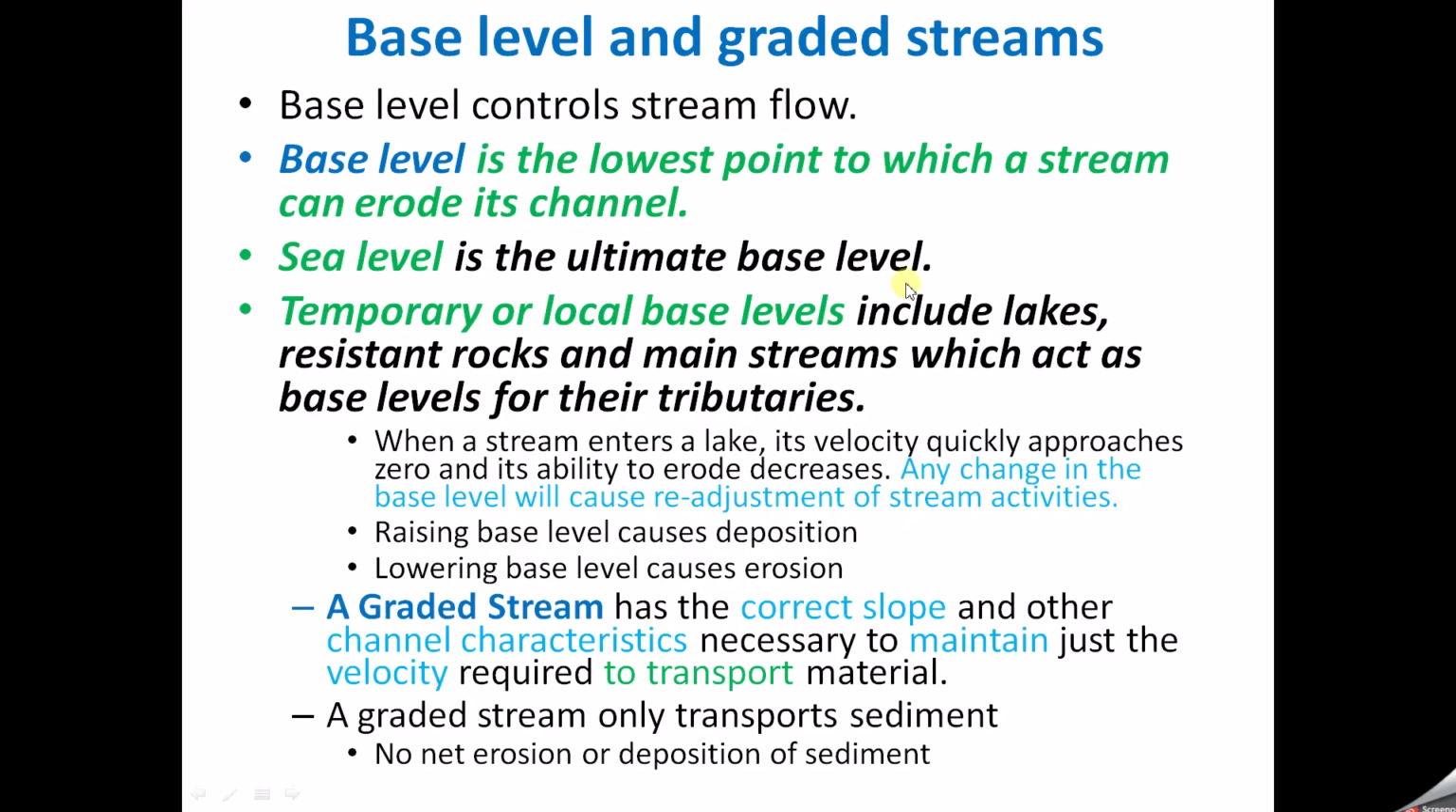Base level and graded streams. Base level controls stream flow. We have 2 types of base level. So what's base level? Base level is the lowest point to which a stream can erode its channel. Sea level is the ultimate base level, this first type. And we have temporary or local base level, which includes lakes, resistant rocks, and main streams, which act as base level for their tributaries.